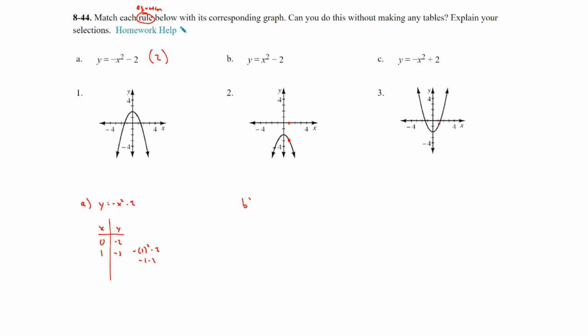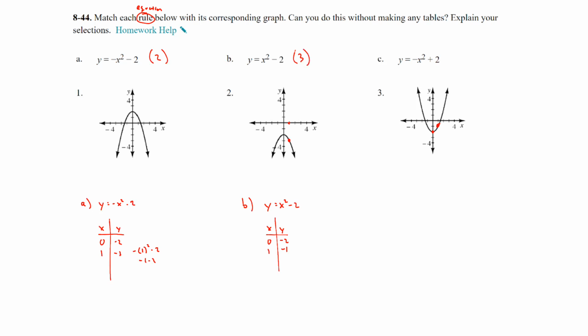For B, we have y equals x squared minus 2. So once again, if we get a point here, we can narrow it down. If I plug in 0, I get negative 2. Well, the only one that has negative 2 at this point is graph 3. So it appears that B matches up with 3. If you want to find one more point to verify that, you can. If I plug in 1, that would be at negative 1. And that looks more like where graph 3 is at, which is negative 1. So B would be graph 3.